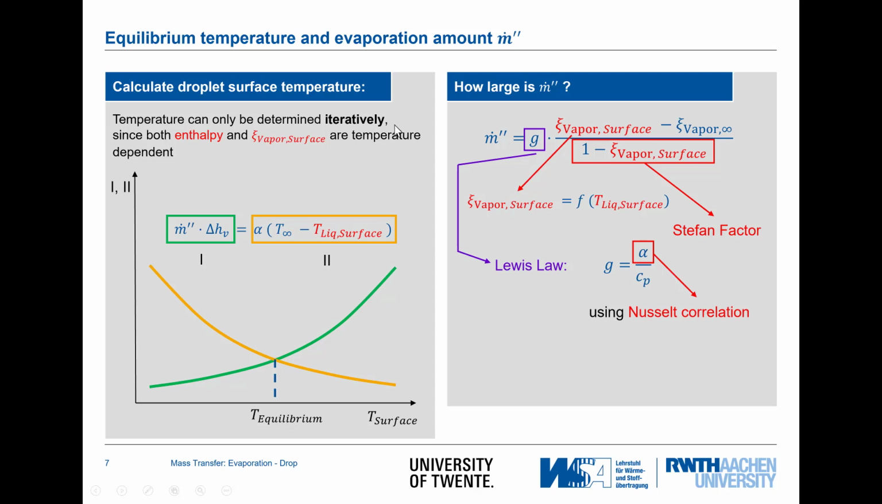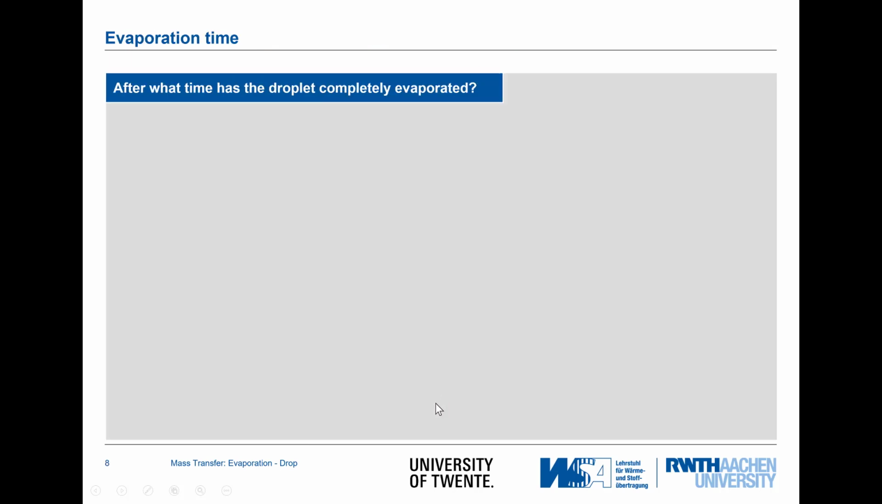This is done numerically in an iterative procedure, as I did not elaborate the enthalpy very much, but Xi vapor surface is a function of temperature as well, and this we can only determine iteratively. Now let's look at evaporation time. And the question to look at is, at what time has the droplet completely evaporated?